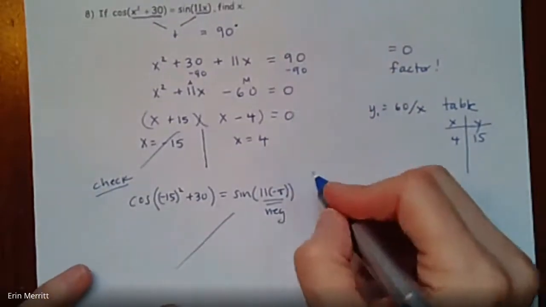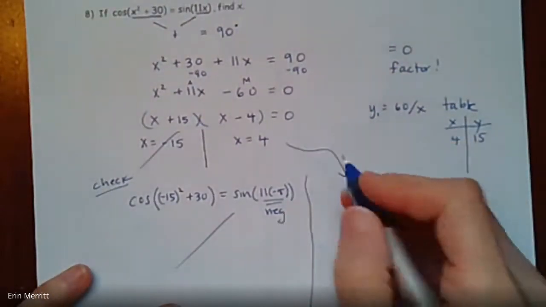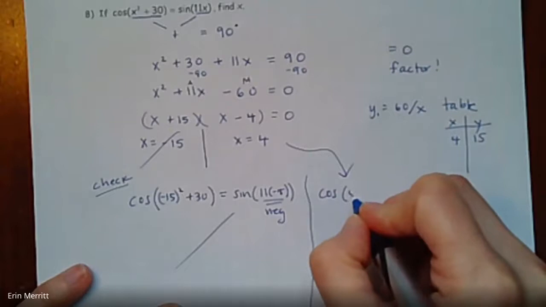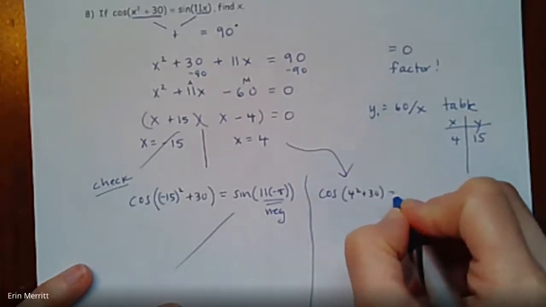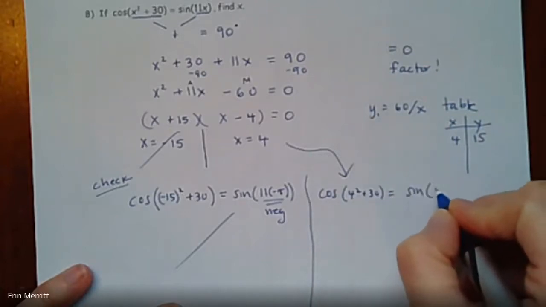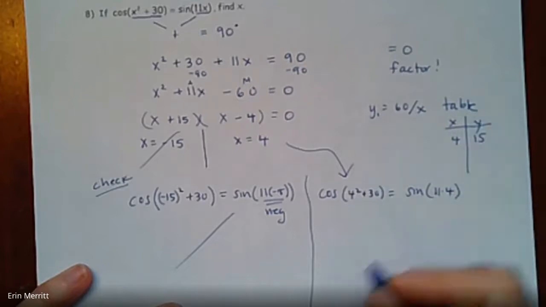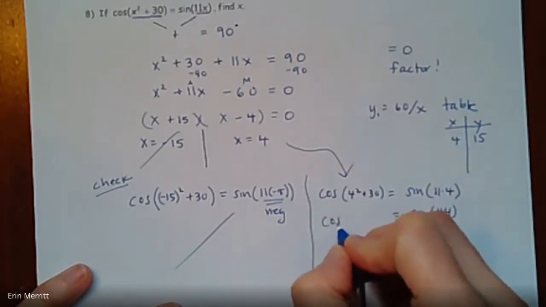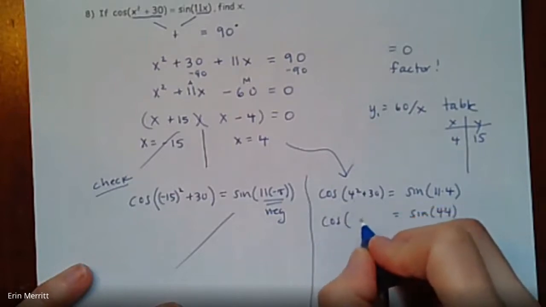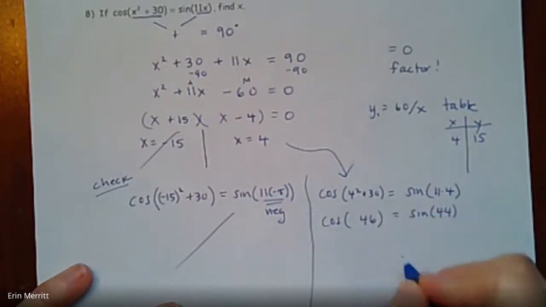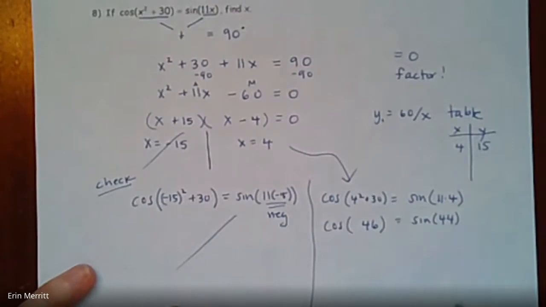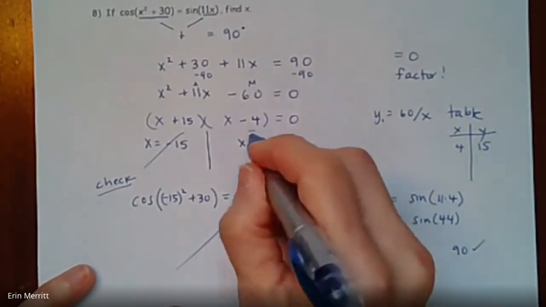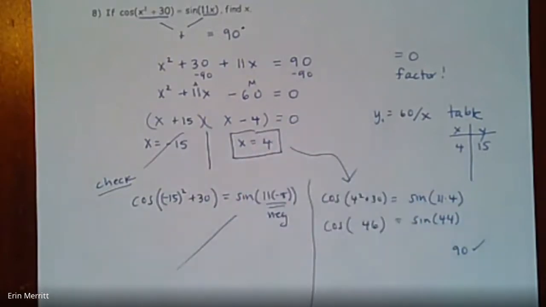Right? As for the 4, then cosine of 4 squared plus 30, is that the same as sine of 11 times 4? Well, this would give me sine of 44 over here, 16 plus 30, that's going to give us 46. And 46 and 44, those absolutely add up to 90. I know it's going to check out. So my final answer there would just be x equals 4.